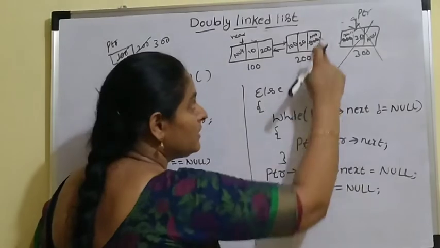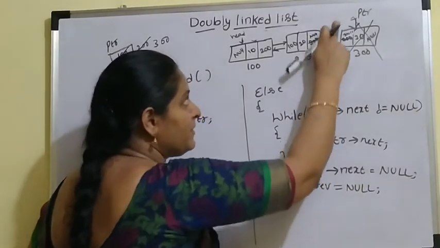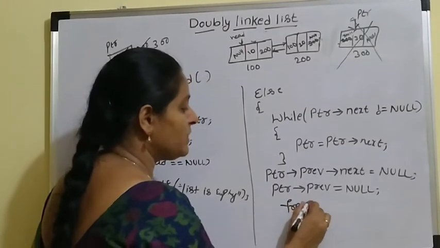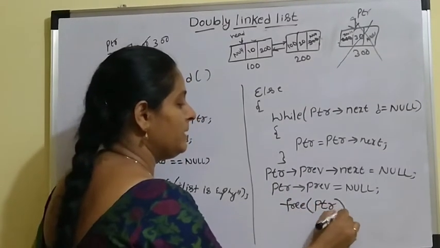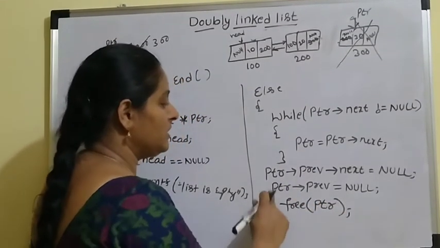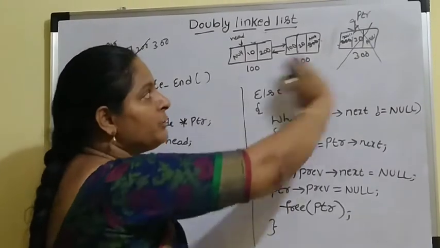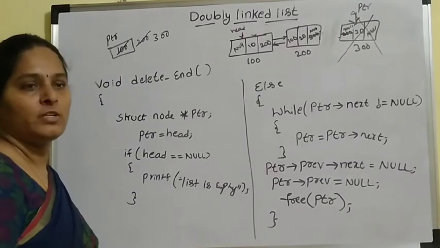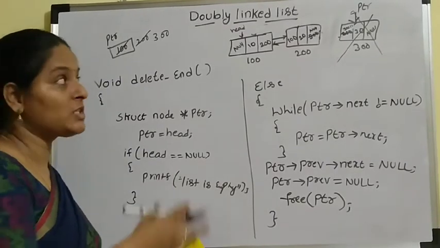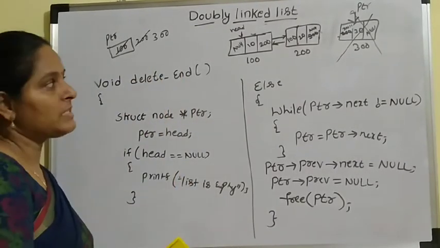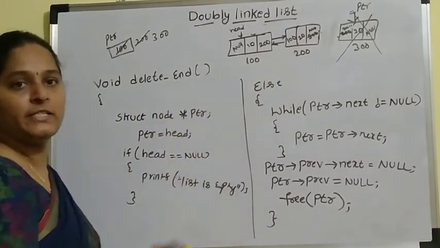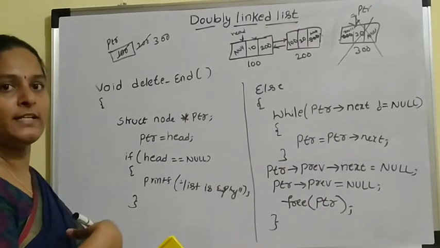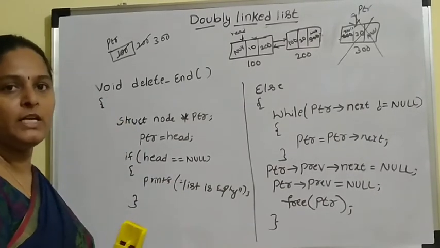So with this, the PTR is separated from the list. Now remove the memory from the PTR by using free function. Free PTR. So these are the 3 steps for removing the node from the last position. Okay. Let us see how to remove the specified element. Suppose if your list contains 3 elements, now I want to delete second element. We need to find out the second element, then we need to remove the second element from the list.